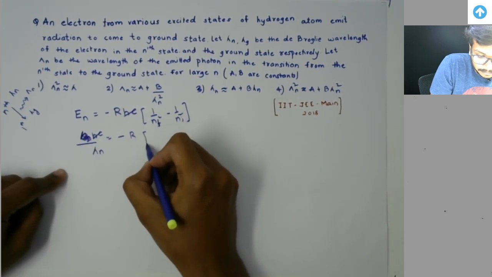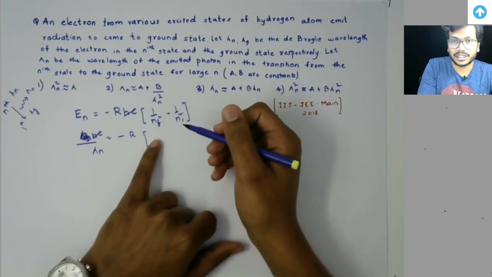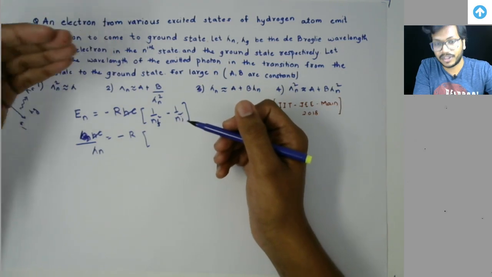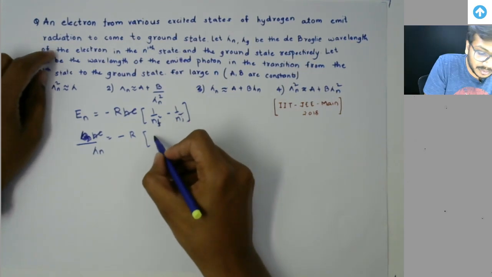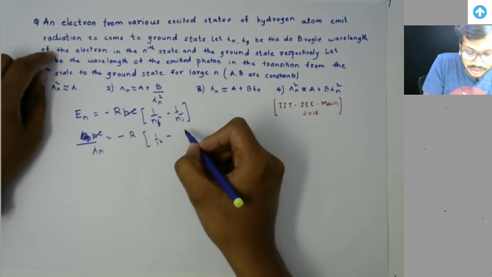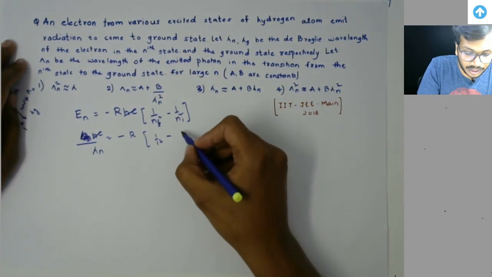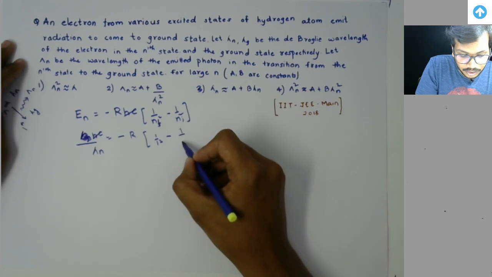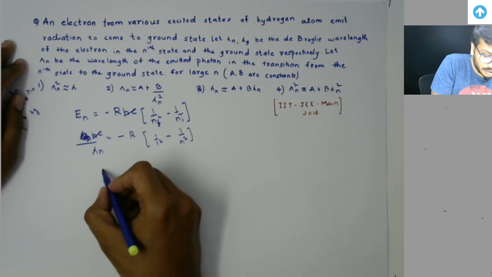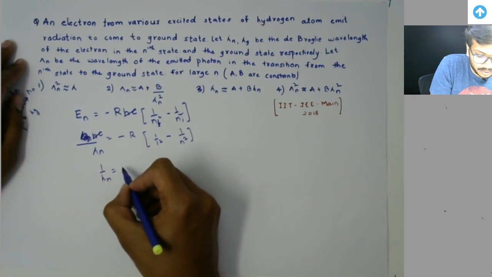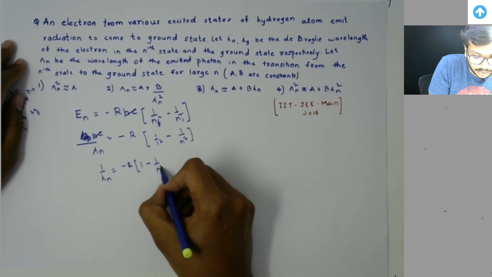minus R. Now the final nf would represent the final orbit number where it jumped to, that is the ground state. In our case, the ground state is given by 1. So this becomes 1 by 1 square minus 1 by n square, where n is the initial orbit number from where it had jumped, correct? Now let us simplify this a bit. 1 by lambda n will be equal to minus R into 1 minus 1 by n square.